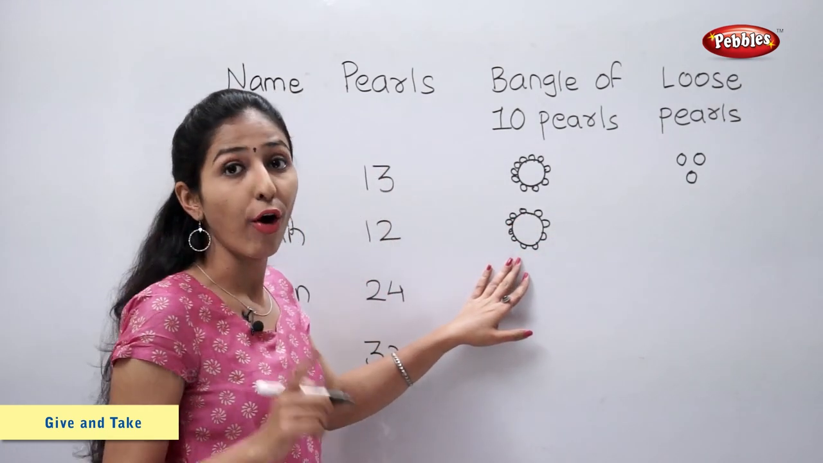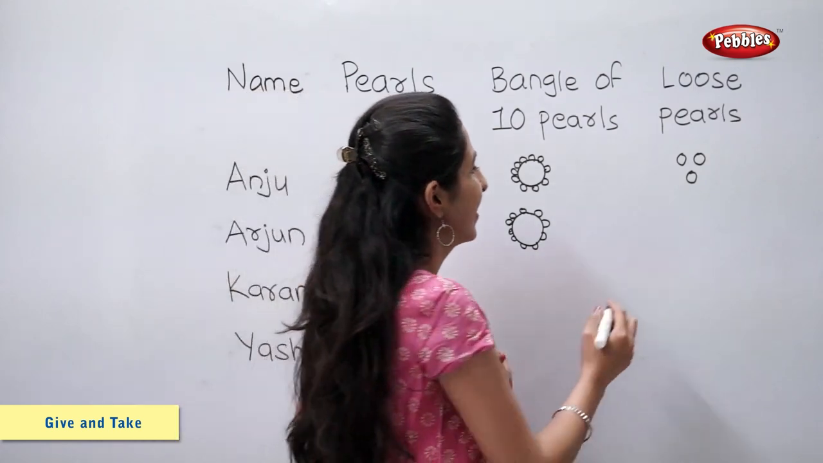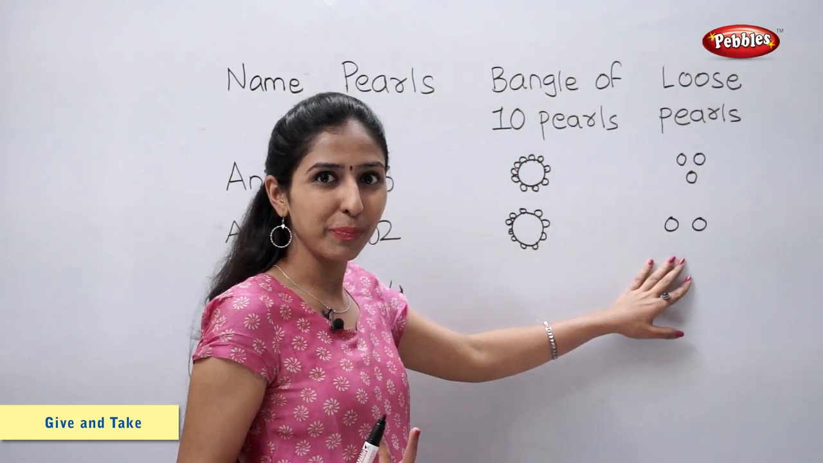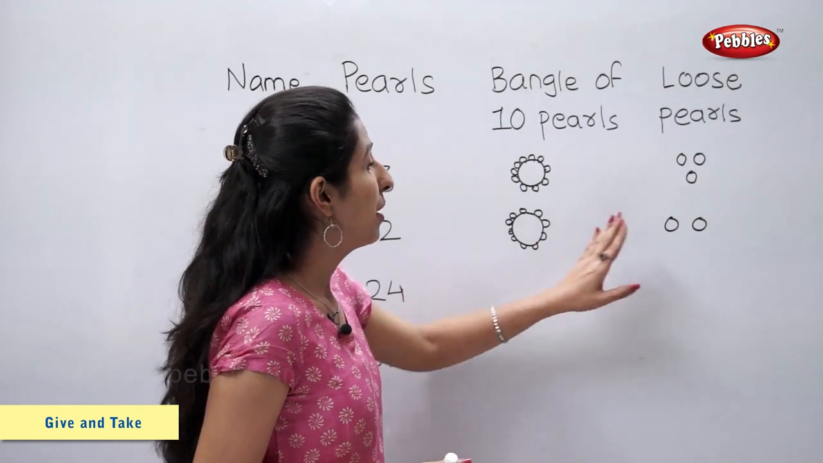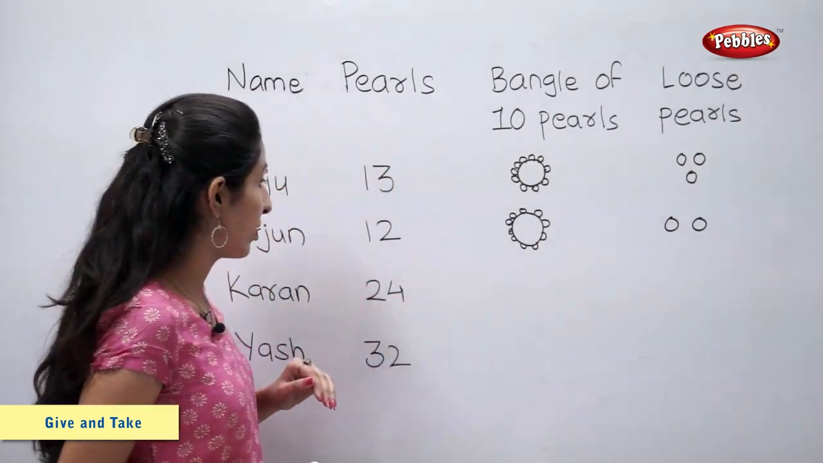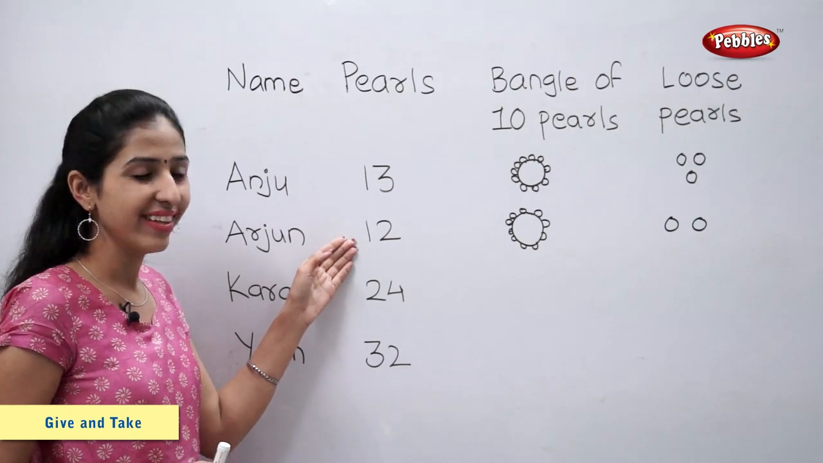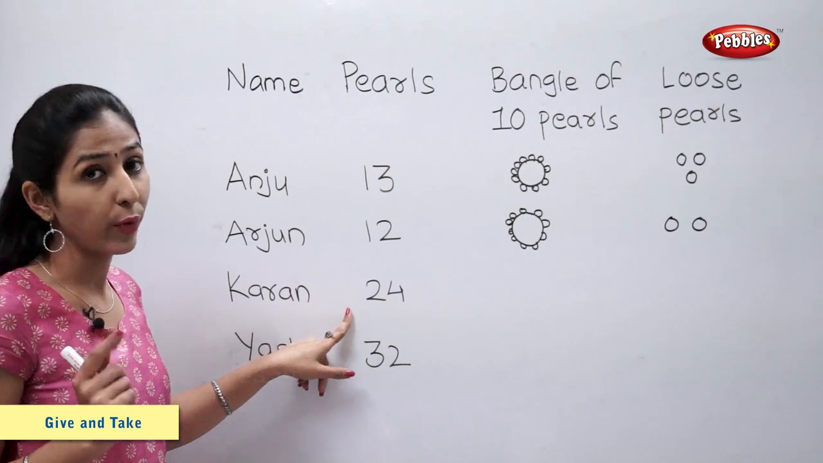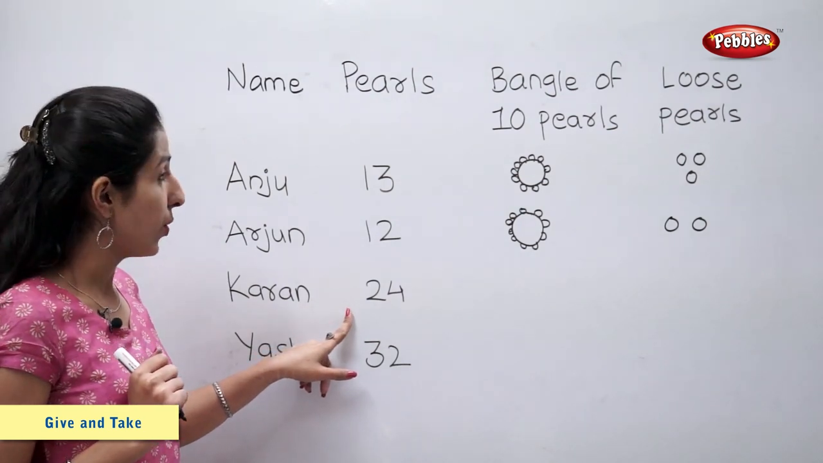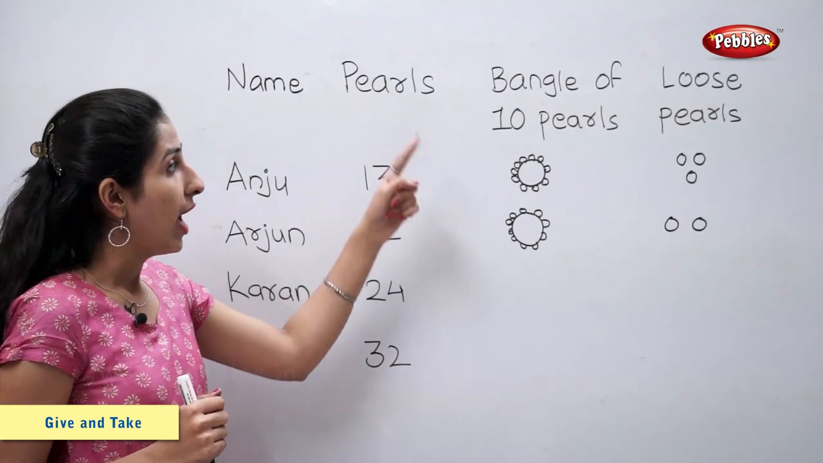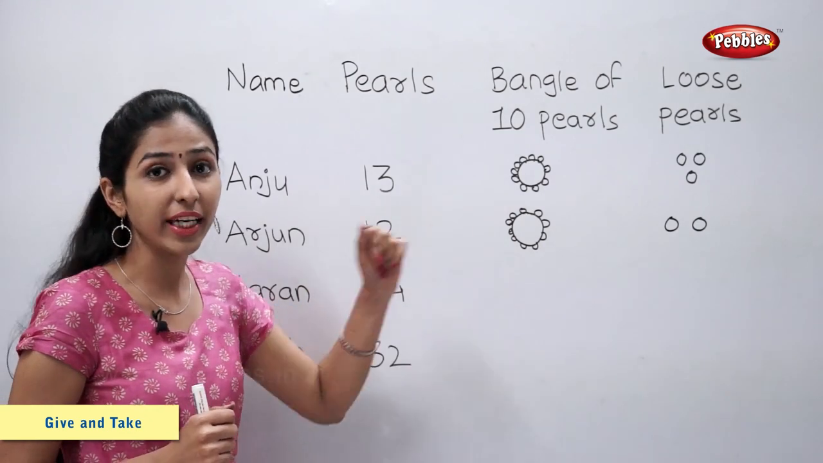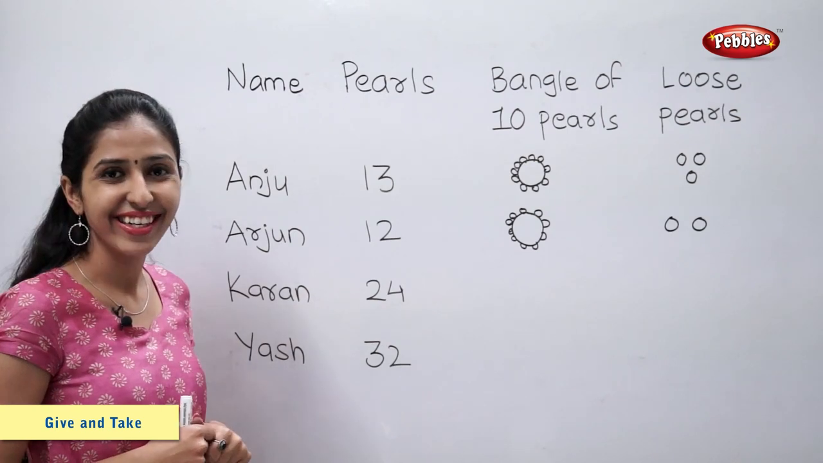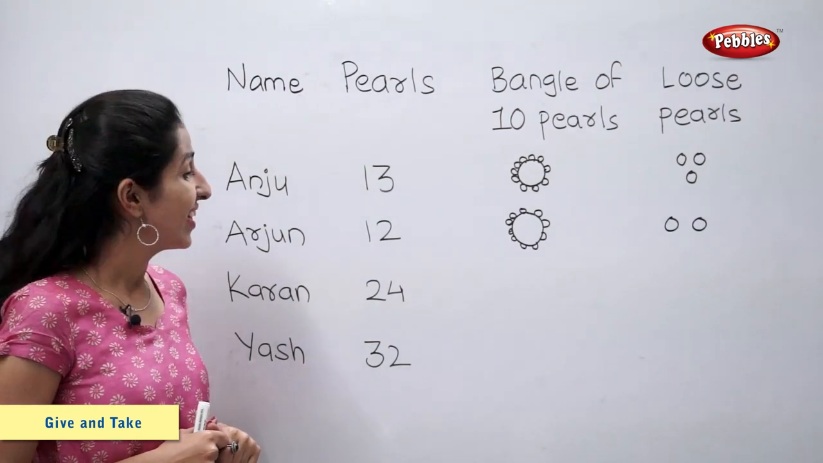One bangle of 10 pearls, 2 loose pearls. So 10 plus 2 is equal to 12. Karan wants to buy 24 pearls. So tell me students, how many bangles and how many loose pearls will this shopkeeper give to Karan? Think and tell me.